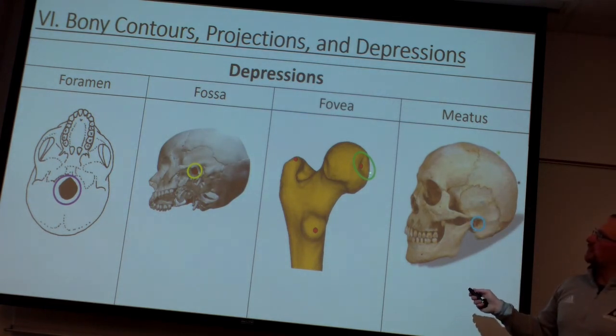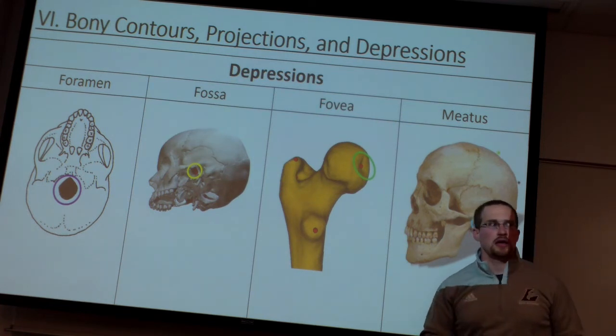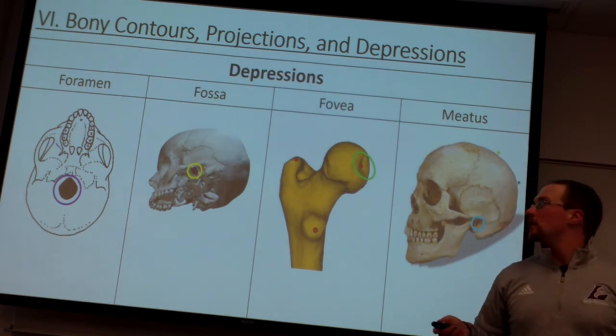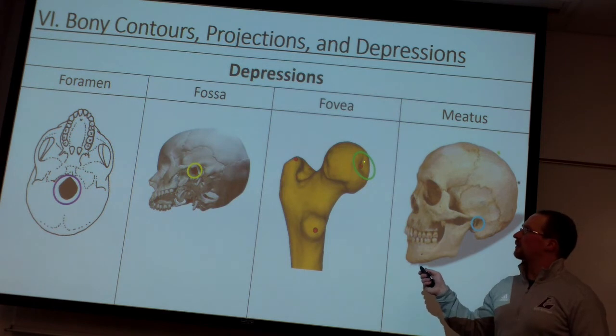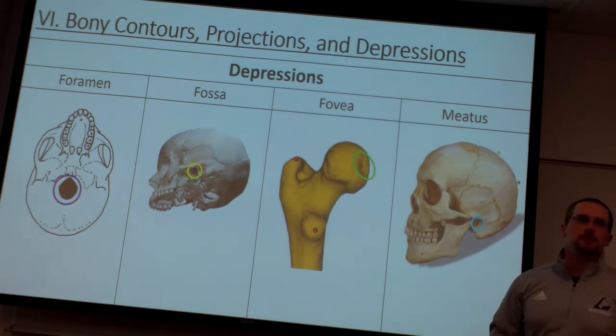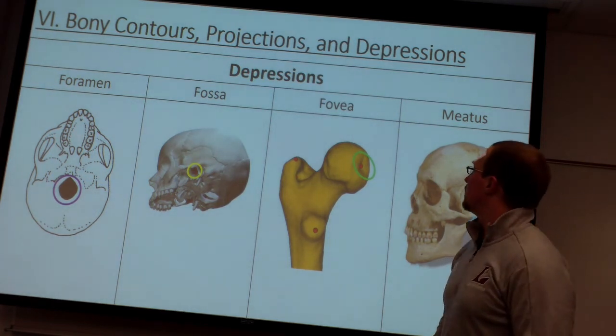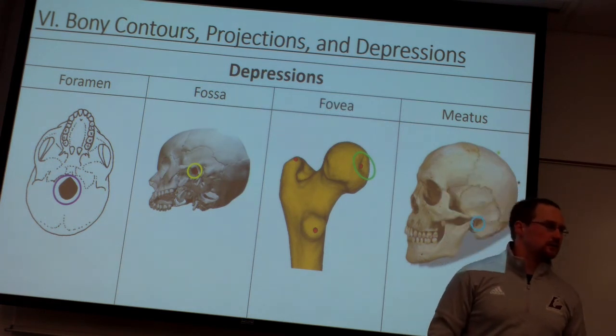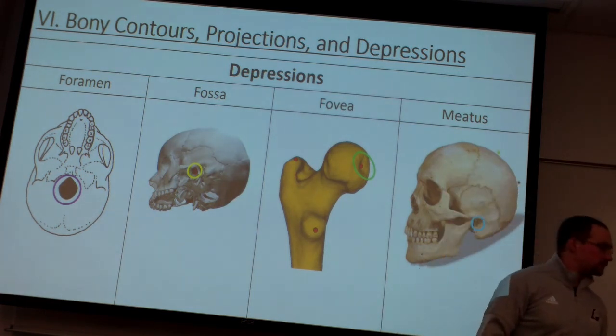Fovea. Fovea is considered a small pit. And you can find this in the femur. At the head of the femur, there's a small pit right there. So think fovea is a pit, not like a divot.